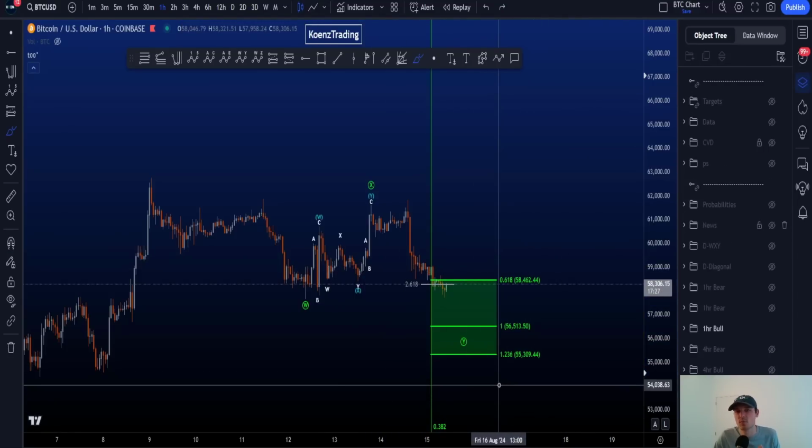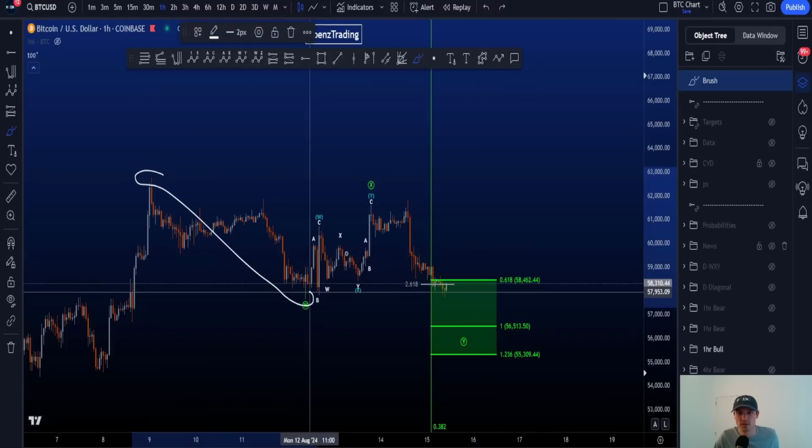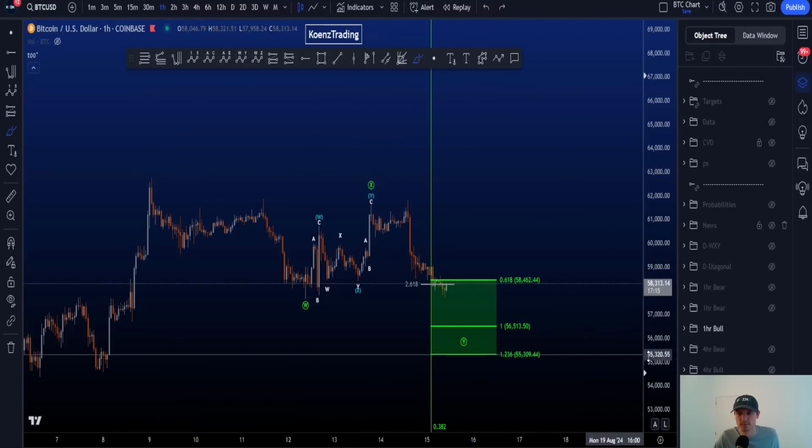This is your area of interest. This is where you want to observe price and look for local signs of strength to then move towards the upside. Now the fibs here are, by the way, taken from the start to the end of W to the end of X as well.